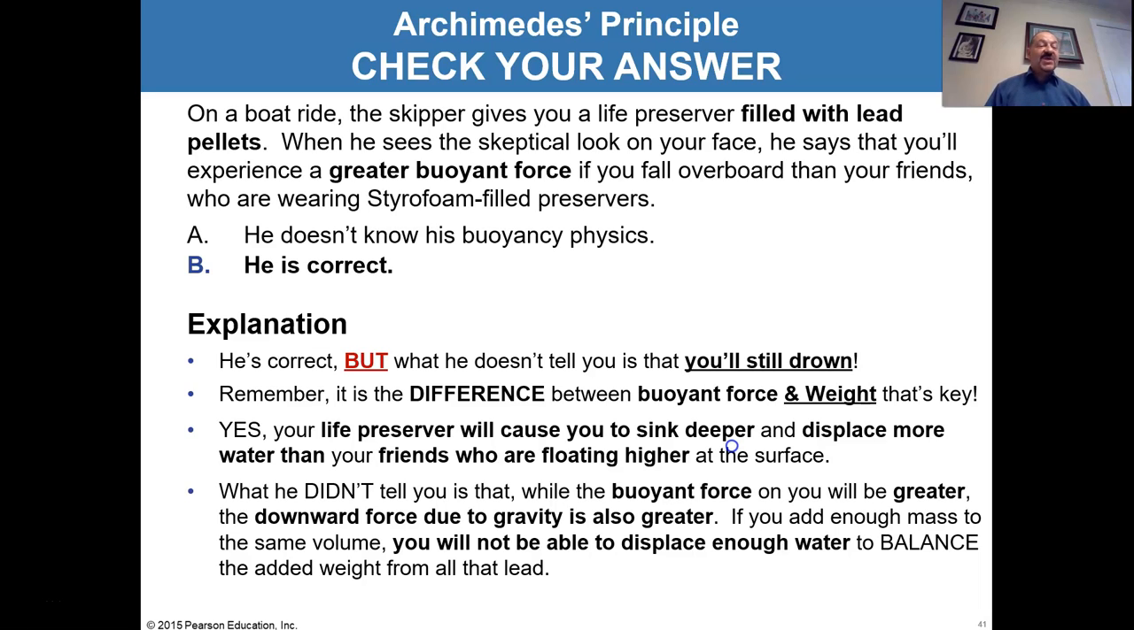So even if you sink completely underwater, yes, you have a much greater buoyant force than the other people do, but you also have a much, much greater weight than the other people do. And those two can't compete, and you will sink and you will drown. So obviously we don't fill life preservers with lead.